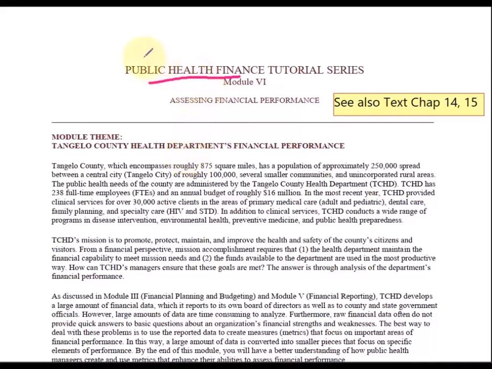This quick lecture is going to go over the Public Health Finance Modules 6, Module 4, and the associated assignment. Now you can see right there, there's a note: the regular textbook, if you look at chapters 14 and 15, is going to cover a lot of the same material, although in these modules, it has more of a public health finance focus.